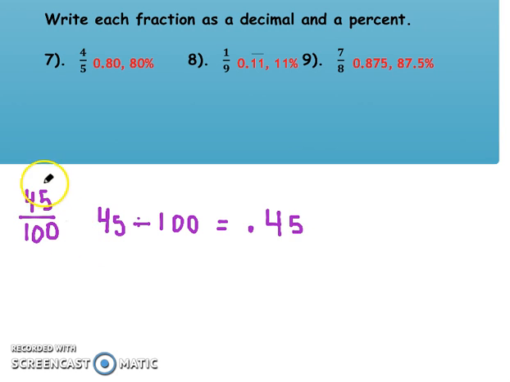Now, let's write this as a simplified fraction. 45 hundredths. I know 5 can go into 45 9 times. And 5 can go into 100 20 times. 9/20. This can't be simplified any further.